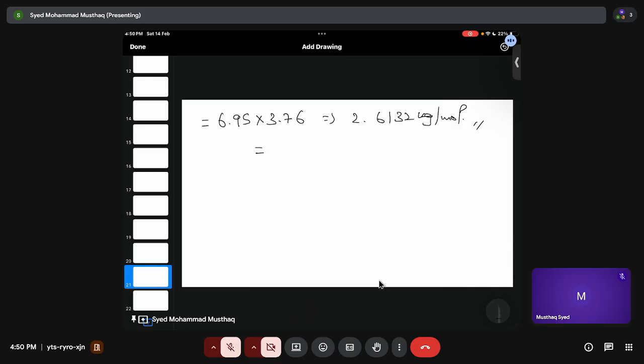Now what is the oxygen? Oxygen is stoichiometric plus excess, right? So that's why 6.95 times 1.2, and this will give me 8.34 kg per mole. This amount of moles is required.